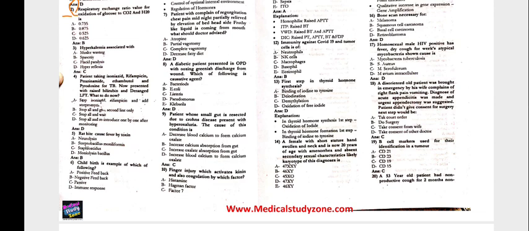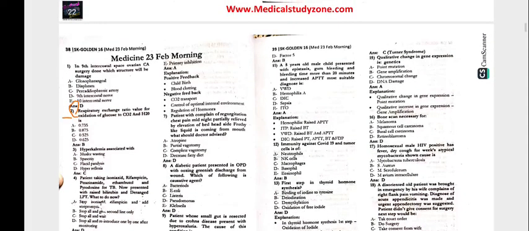Question number 5, rat bite causes fever by the toxin, that is Streptobacillus moniliformis. Question number 6, childbirth is an example of which of the following, that is basically positive feedback.